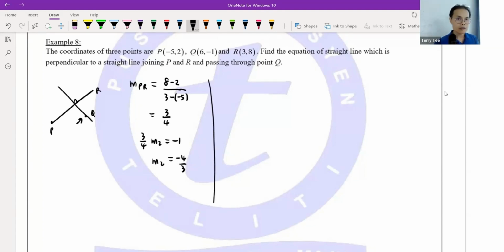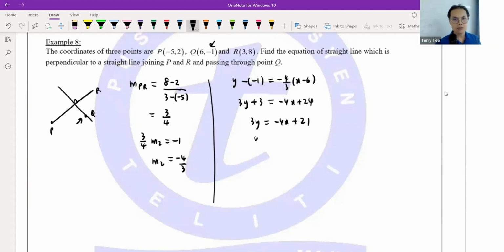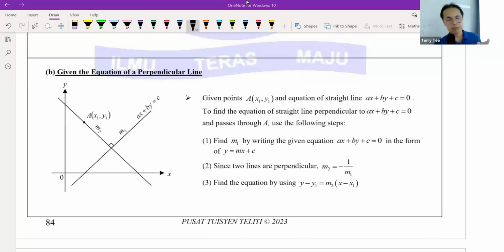Okay, so we know the gradient of the second line. We know it passes through point Q. I have to use the coordinates of point Q. y minus y1 equals gradient m times (x minus x1). Multiply out, 3y plus 3 equals minus 4x plus 24. 3y equals minus 4x plus 21. Notice that we can divide by 3. So here, when I divide by 3, you get y equals negative 4 over 3 x plus 7. We have done perpendicular lines given 3 points.